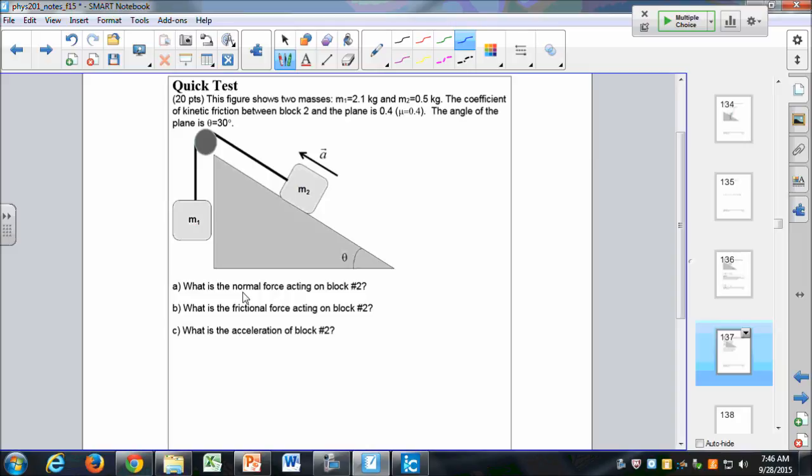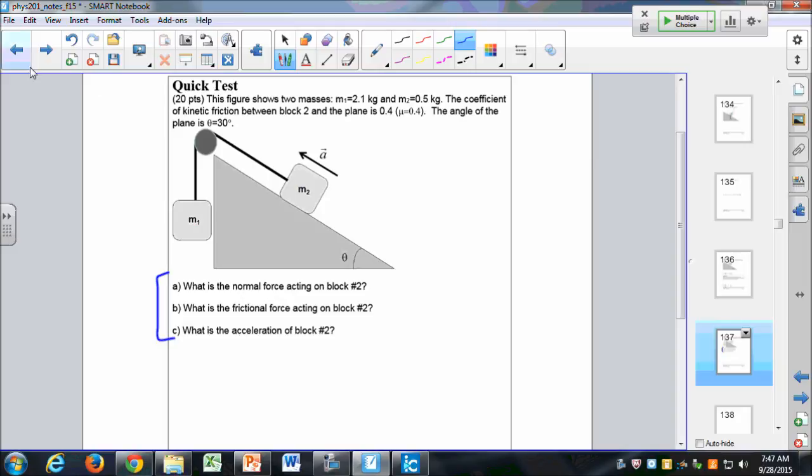This was an old test question. Here I have two masses. And again, as I told you, you will have a test question where you have two objects that you need to consider, probably on an inclined plane. And you can find different variations of that in the old tests. But here I have two masses. One's 2.1 kilograms, one's a half a kilogram, and I give the coefficient of kinetic friction and the angle of the plane. And then I ask several questions. I want to know the normal force and the frictional force acting on block number 2, and then the acceleration of block number 2.